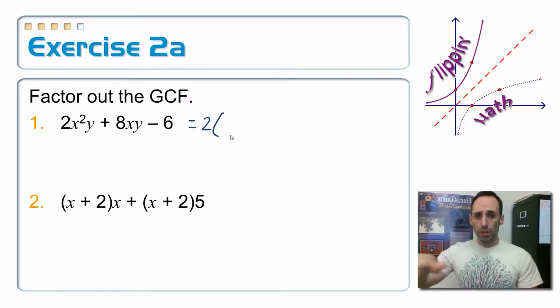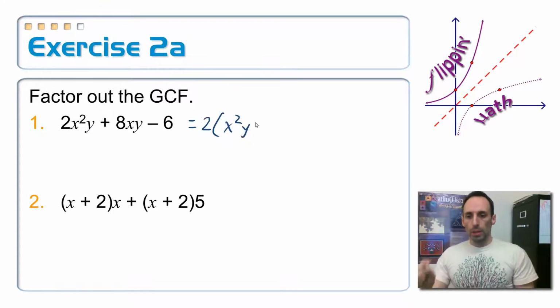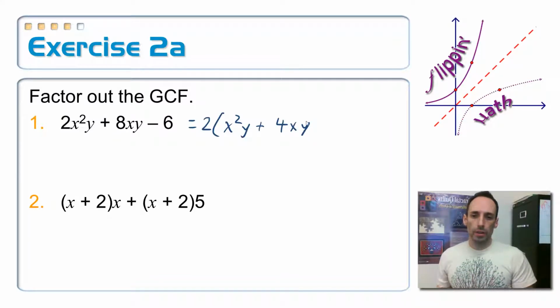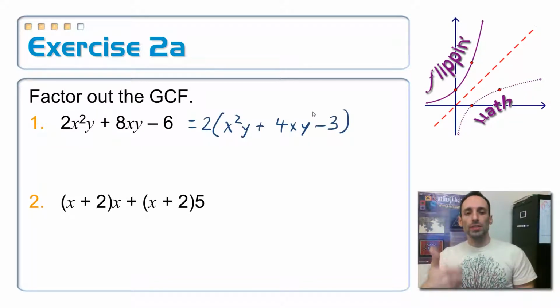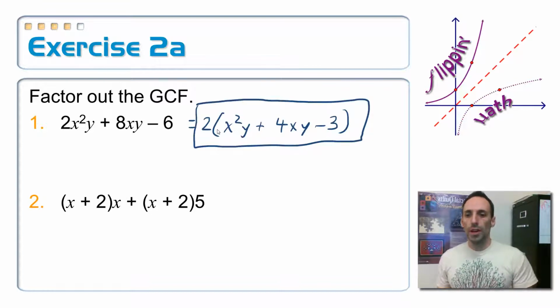Okay, so to get the quotient, just divide everything by 2. So if I divide 2x squared y by 2, I get x squared y. Plus, and the 8 divided by 2 is 4xy. And then I divide the negative 6 by 2, I get negative 3. And for this one, that's as far as I'm going to be able to take it. And so that's my answer. Okay. On to the next one.